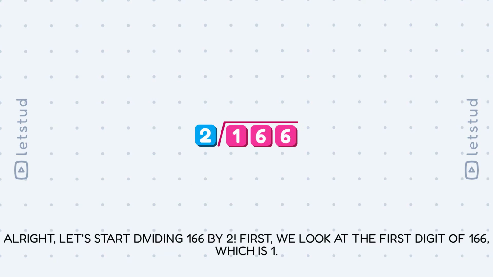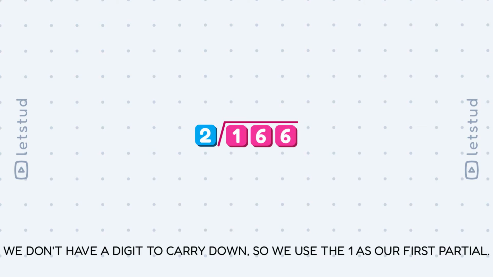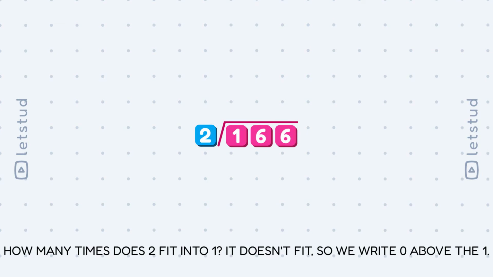Alright, let's start dividing 166 by 2. First, we look at the first digit of 166, which is 1. We don't have a digit to carry down, so we use the 1 as our first partial. How many times does 2 fit into 1? It doesn't fit, so we write 0 above the 1.